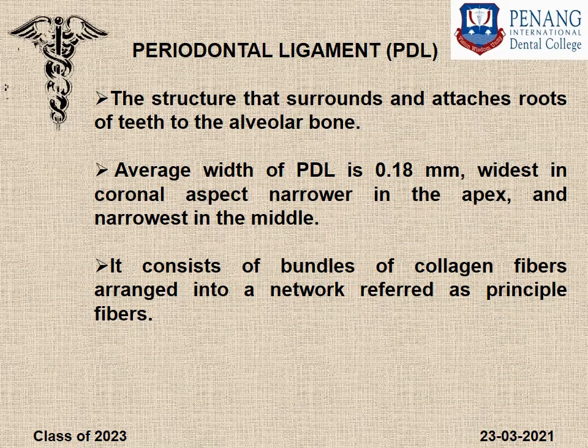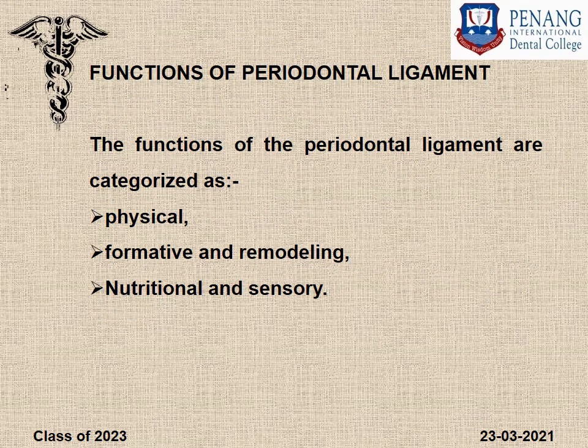To reiterate more on the second structure of your teeth, that is your periodontium, that is your periodontal ligament. This structure surrounds and attaches the roots of the teeth to the alveolar bone. The average width of the periodontal ligament is 0.18 mm, with the widest in the coronal aspect, narrower in the apex, and narrowest in the middle. It has an hourglass type of pattern or shape. It consists of bundles of collagen fibers arranged in a network referred to as the principal fibers. The functions of the periodontal ligament are categorized as physical, formative and remodeling, and nutritional and sensory functions.